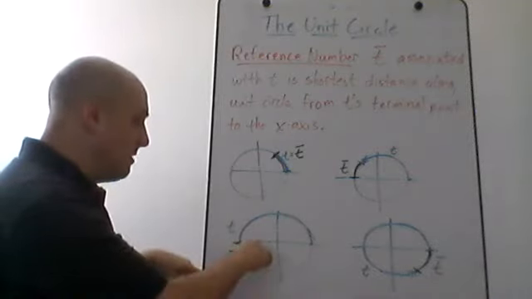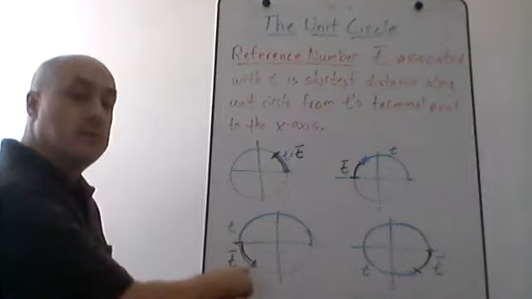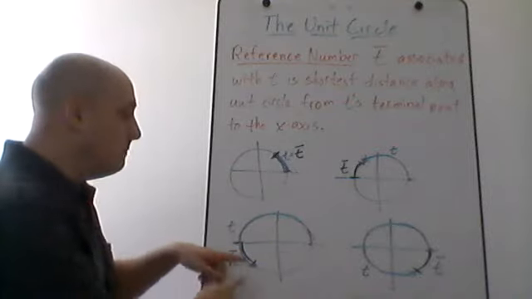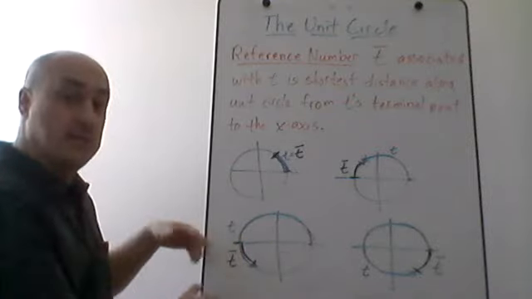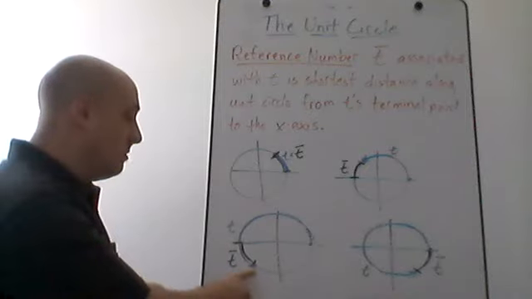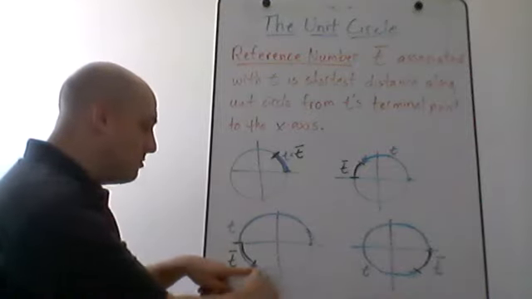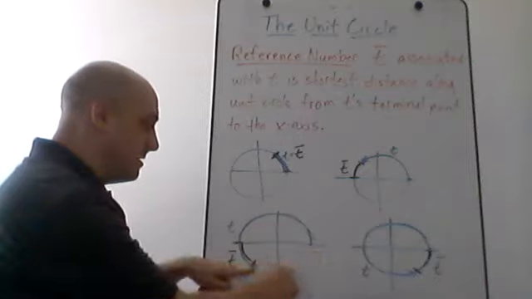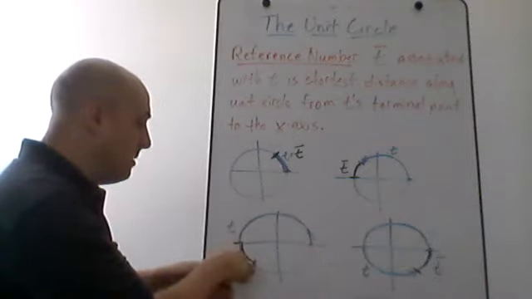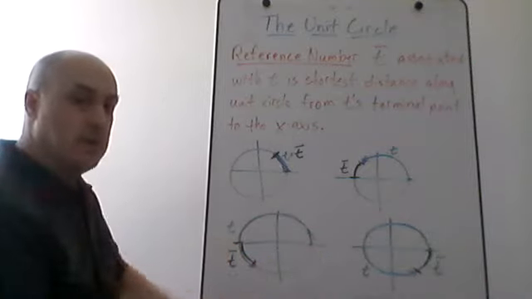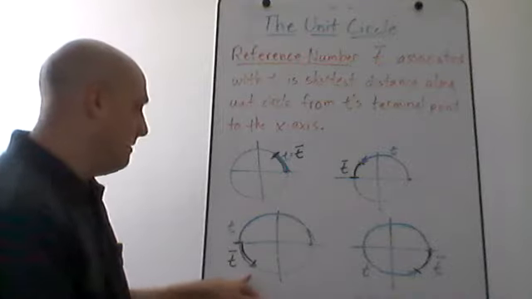I can't just go from here straight up to the x-axis. It's always traveling along the unit circle, but the shortest way to get us to the x-axis from our terminal point. So our terminal point is in the third quadrant. I'm not going to travel all the way along here to get to the x-axis. It's shorter to just go back this way to hit the x-axis. All right, so that's my reference number for the third quadrant.